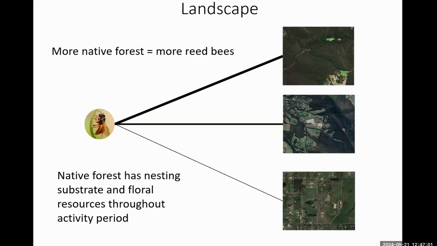So in terms of the kinds of landscapes that reed bees like, the research we did around the Yarra Valley found that you find a lot more reed bees when there's more native forest in the surrounding landscape, and that's probably because there's more nesting resource in there and a greater diversity of plants providing that continuity of floral resources.